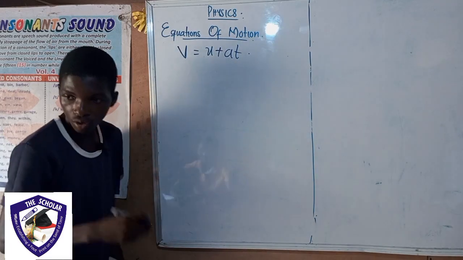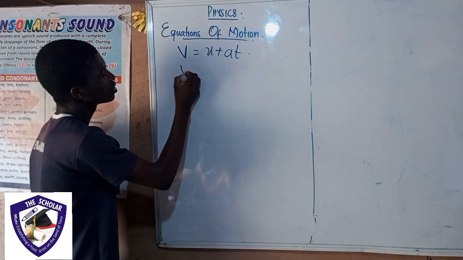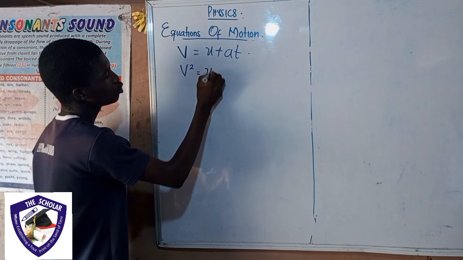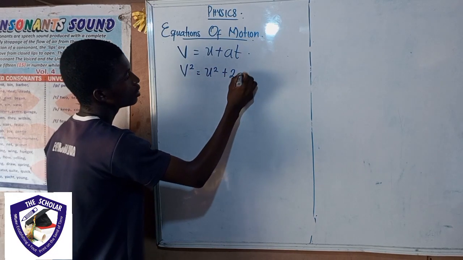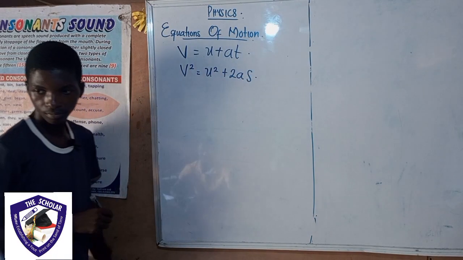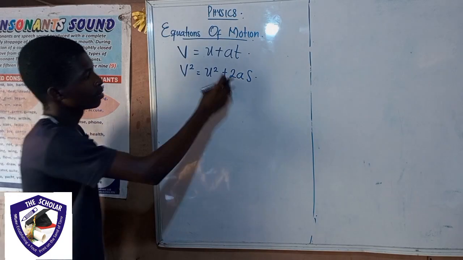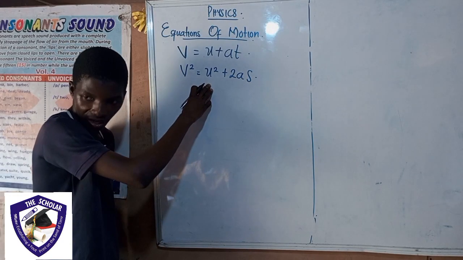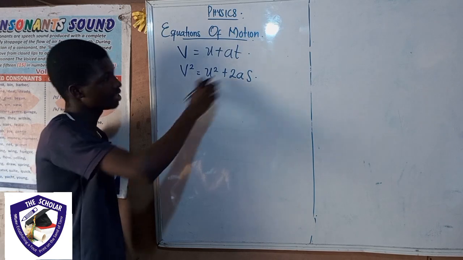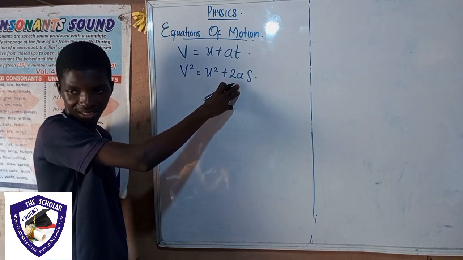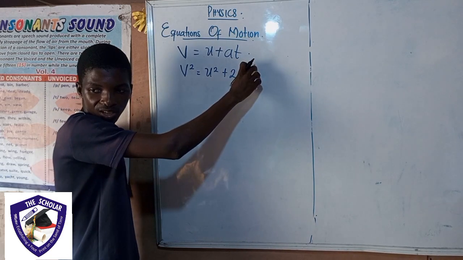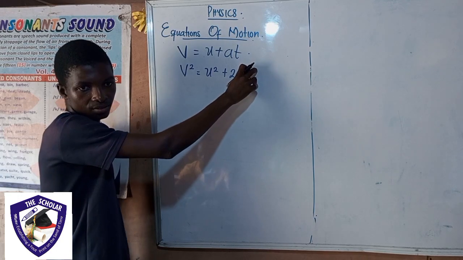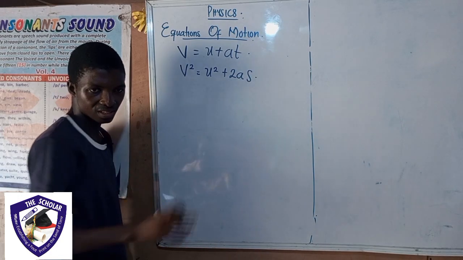Then we have the second equation of motion, which is V squared equals U squared plus 2AS. Now, my U is still initial velocity, V final velocity, A is my acceleration, but this S is not talking about my distance. Are we getting this?